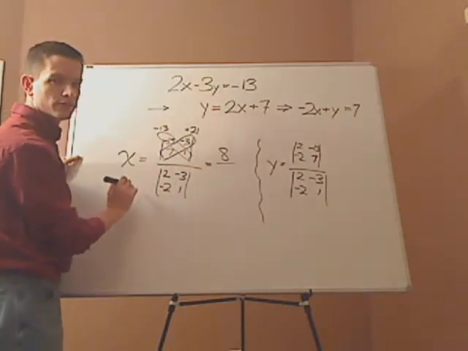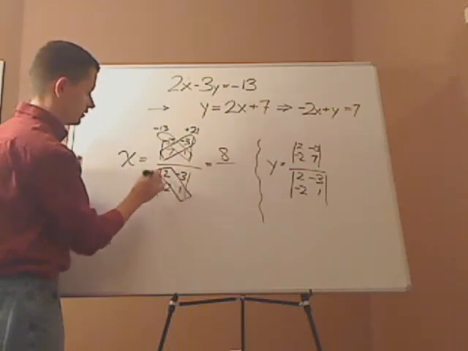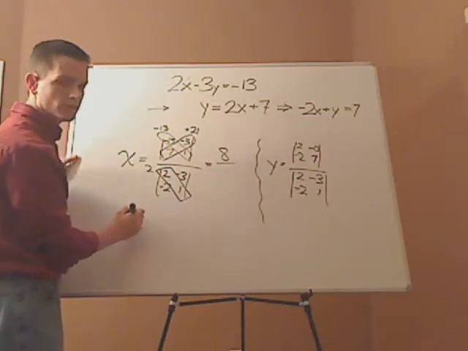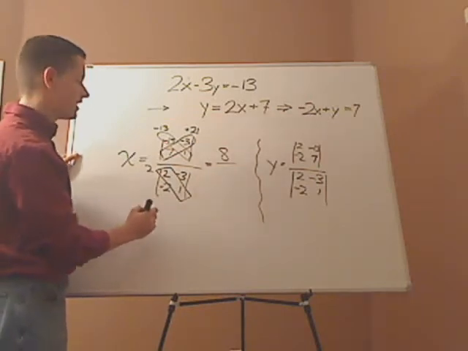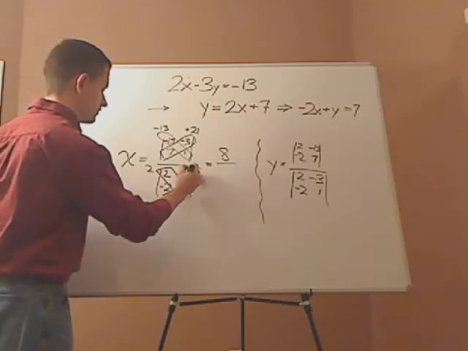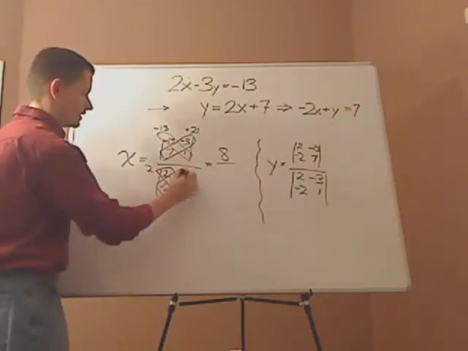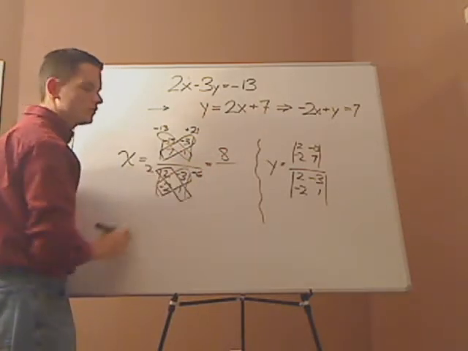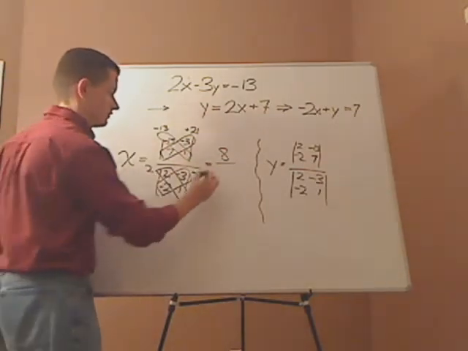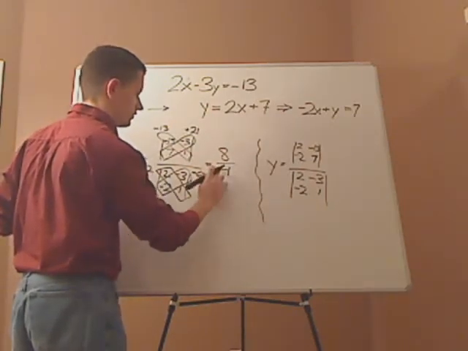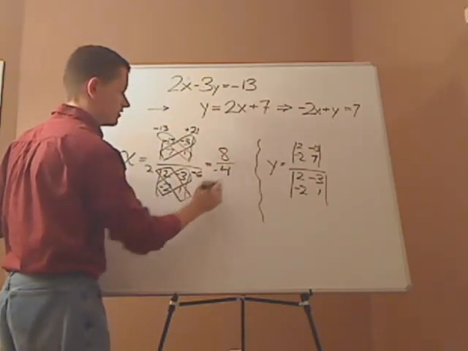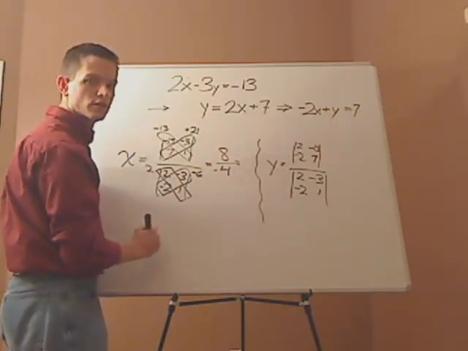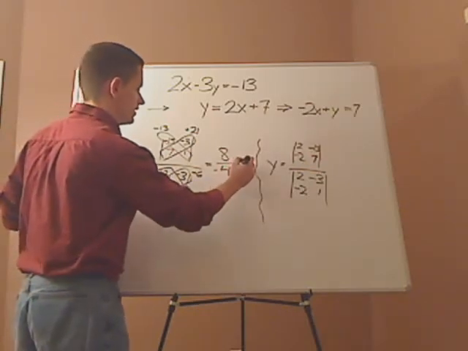Now you do the same thing with the denominator. 2 times 1 is 2, and then negative 2 times the negative 3 is what? Yeah, it's going to be a positive 6, but remember we're negating it. So since we're negating it, it's going to become a negative 6. What's 2 plus a negative 6? Yeah, negative 4. And what's 8 over negative 4? Yeah, it's going to be a negative 2.